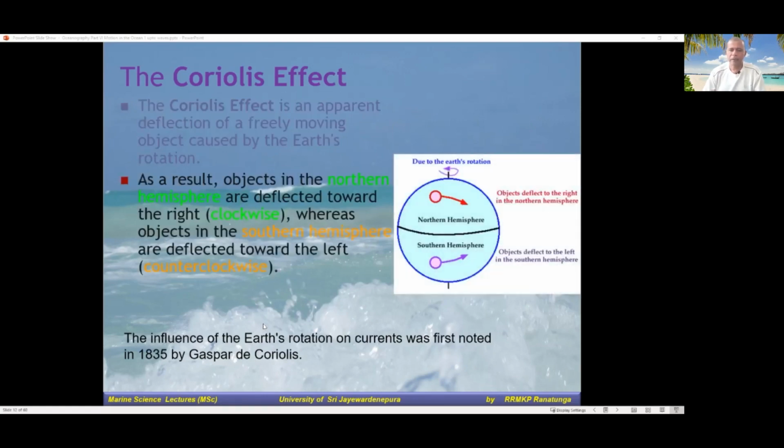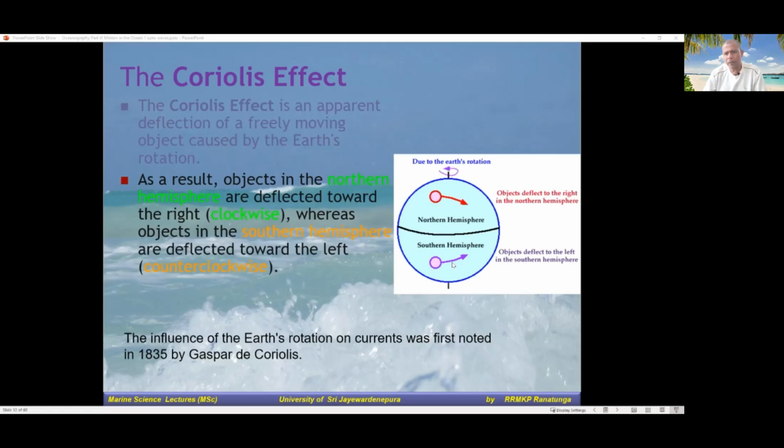And what happens is this is so unique in the northern hemisphere. Because of this Coriolis effect, objects deflect or change direction to the right in the northern hemisphere, or clockwise, whereas in the southern hemisphere it is counterclockwise. Clockwise is the same direction as the clock rotates in the northern hemisphere, but the other way around in the southern hemisphere, right?